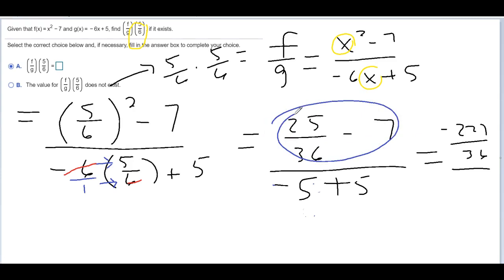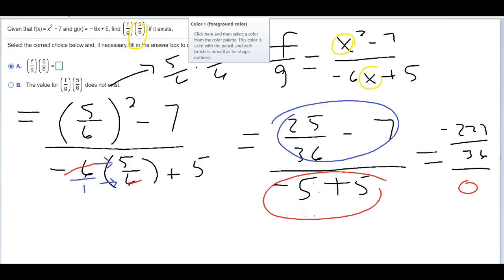But now let's talk about our denominator. That's the most important thing in this particular problem because a negative 5 plus 5 zeroes out. So that means that we have a fraction that we're dividing by 0. And what happens when we divide by 0? Okay, we can't divide by 0. So dividing by 0 is an undefined operation. And that means that for this particular value of 5/6, our function is not going to exist because 5/6 is excluded from the domain of this function. So our answer is B.